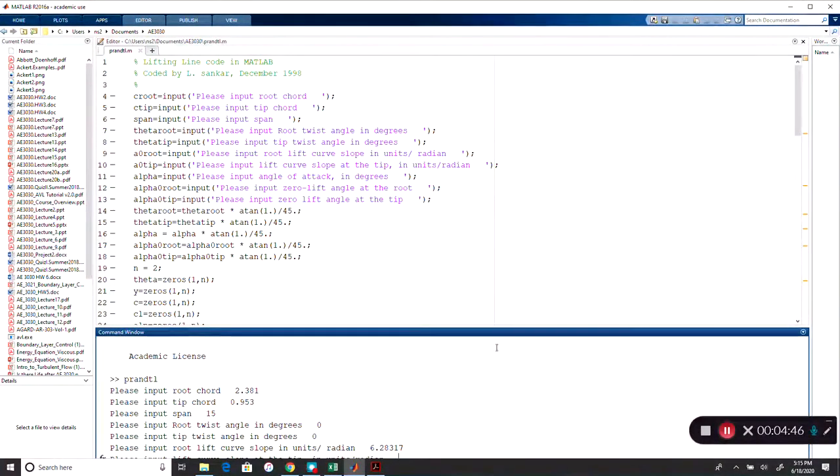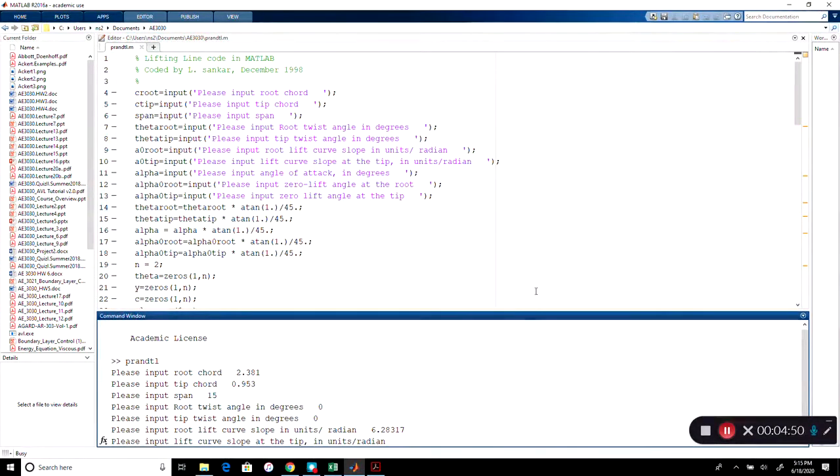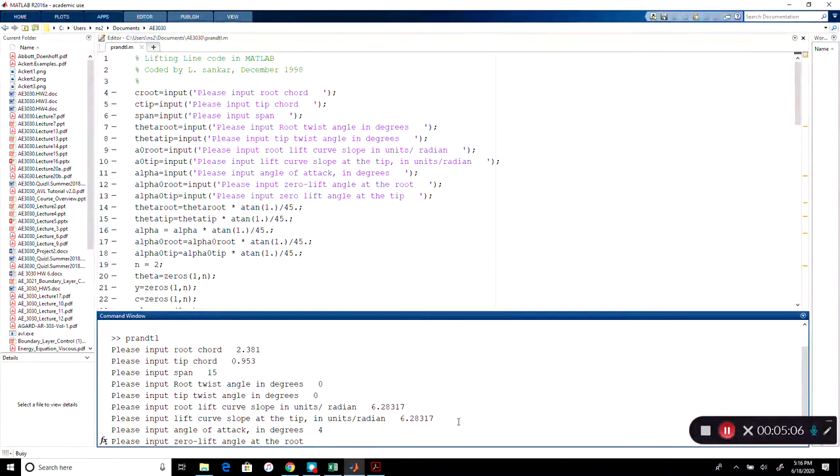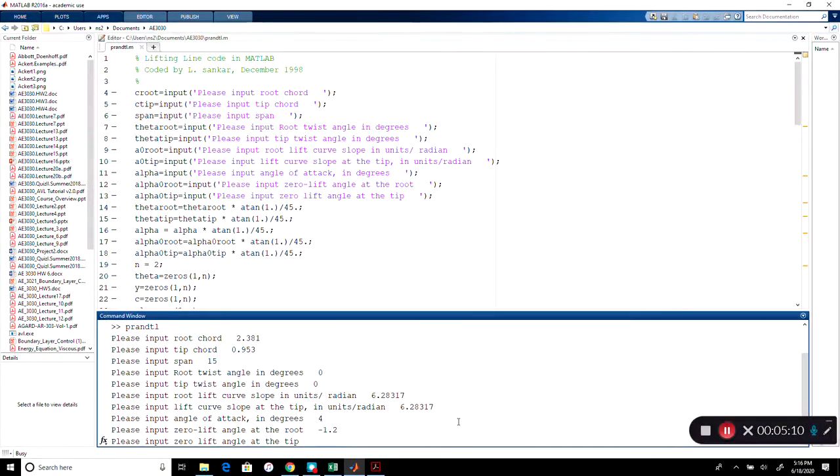Then it asks what is the lift curve slope at the tip. Again, the same number, 6.28317. It's roughly 2 pi. Then what is the angle of attack? It's a 4 degree angle of attack. What's the angle of zero lift? It's minus 1.2 degrees at the root, and minus 1.2 degrees at the tip.